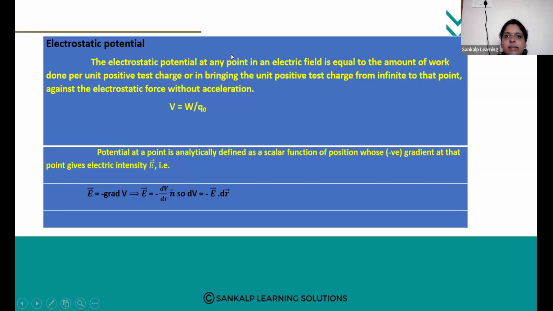Yes, you can see here students the definition of the electric potential. The electrostatic potential at any point in an electric field is equal to the amount of work done per unit positive test charge in bringing the unit positive test charge from infinity to that point against the electrostatic force without acceleration. Okay, so this is the actual definition.